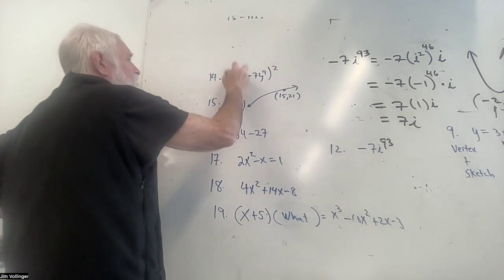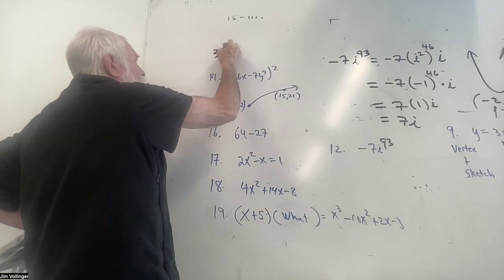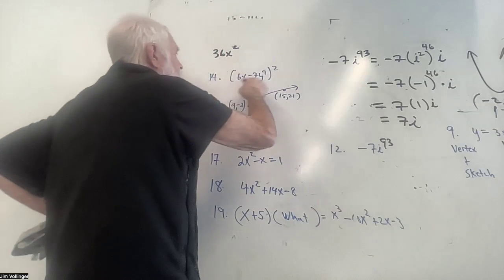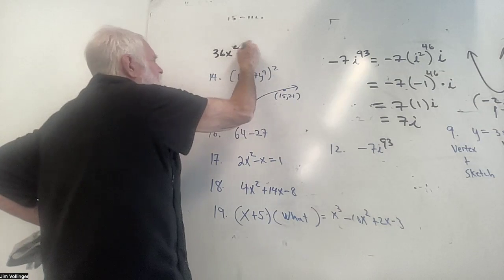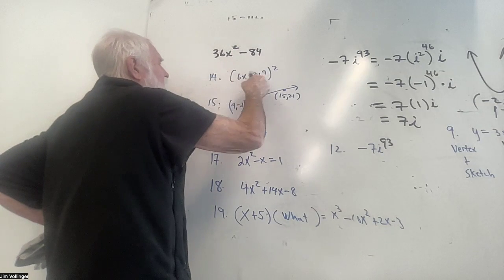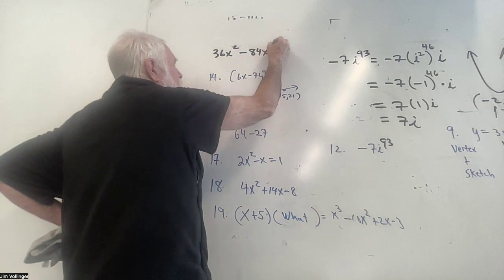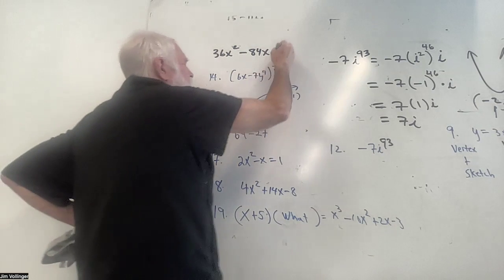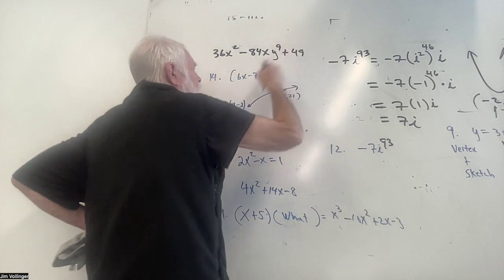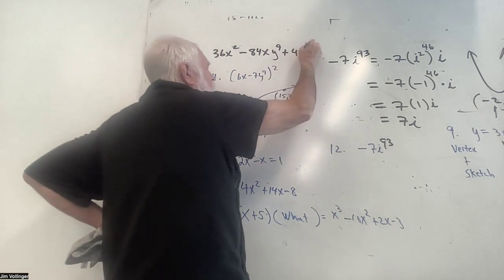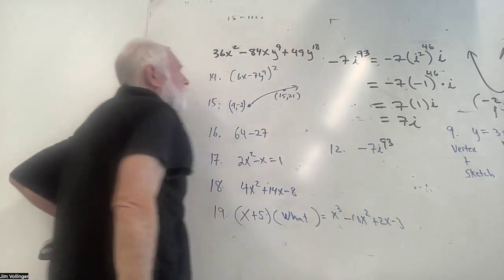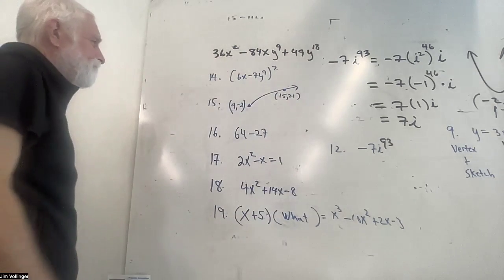Squaring this binomial, I square 6x, so that's 36x squared. Double the product, minus 42 becomes minus 84x y to the 9th. And squaring this gets me positive 49 y to the 9th squared, which is y to the 18th. All right, that's that thing squared.